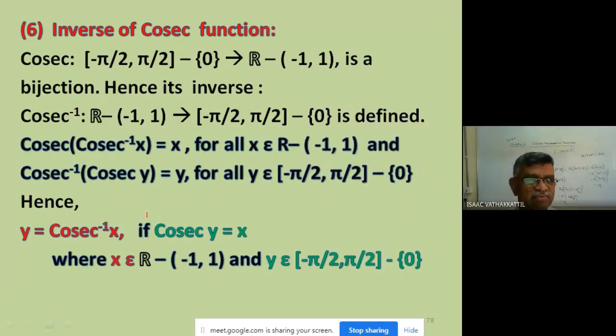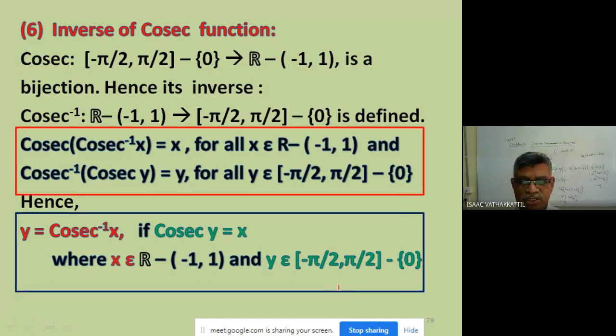We also know that y equal to cosec inverse x: if cosec y equals x, x must be a member of R minus (-1, 1), and y must be a member of [-pi/2, pi/2] minus {0}. Okay. All six inverse trigonometric functions have different domains and different ranges. There is uniqueness in, say, sine inverse and cos inverse: same domain, different range. The principal domain for these trigonometric functions will differ. You take care of that.